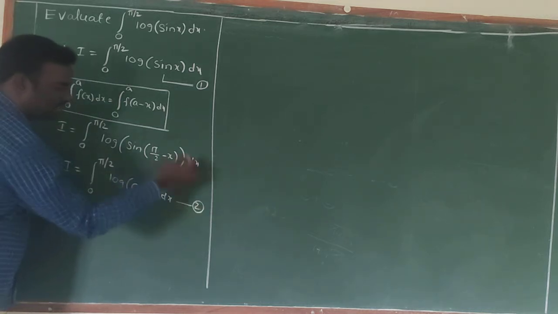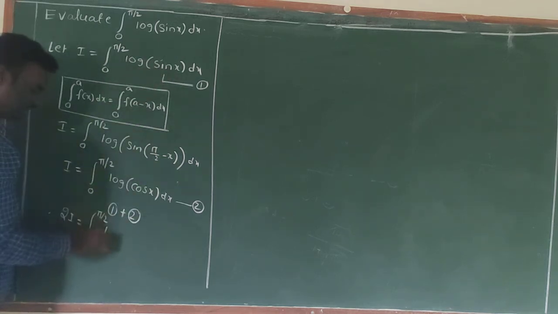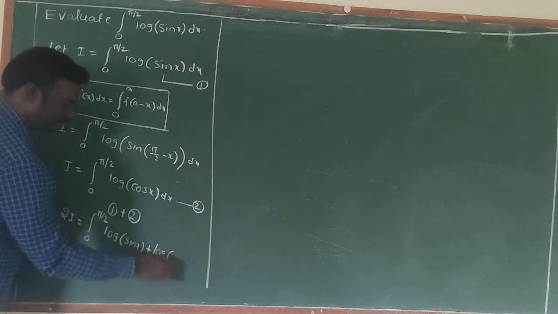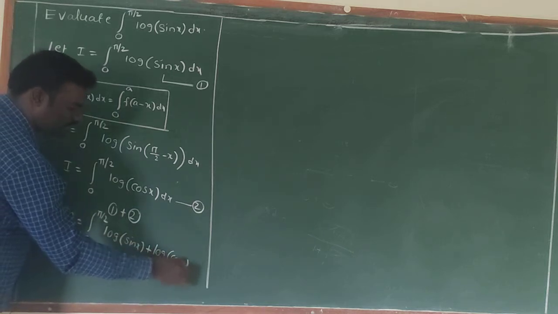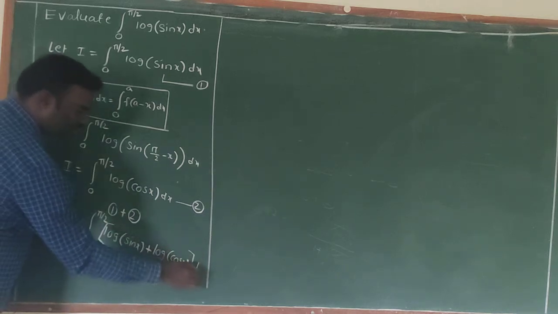This is equation 2. Now I am adding 1 and 2. I plus I, that is 2I, equals integral 0 to pi by 2. Here, what is the function? Log sin x plus log cos x dx.